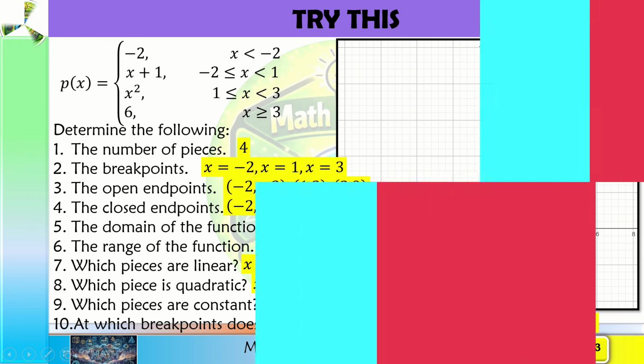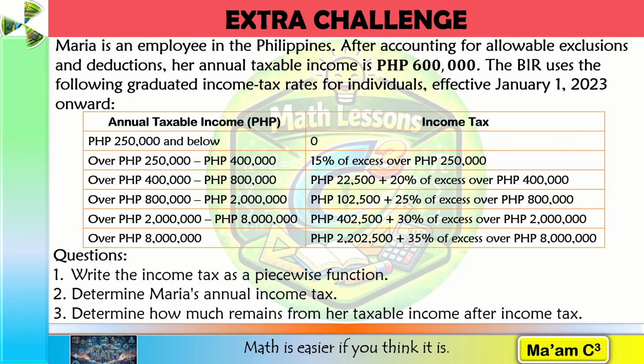Now let us do an extra challenge. Maria is an employee in the Philippines. After accounting for allowable exclusions and deductions, her annual taxable income is 600,000 pesos. The BIR uses the following graduated income tax rates for individuals effective January 1, 2023 onward. I hope you still remember this from our past lesson, gross pay and net pay. We're going to answer the following questions.